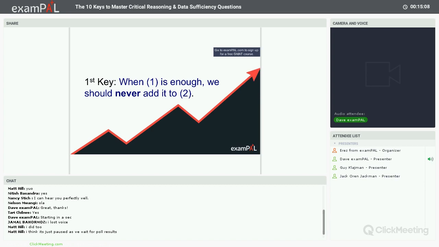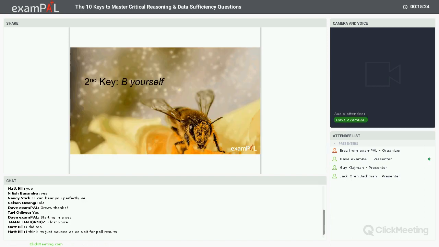What I recommend is really just using your boards and writing down each statement on its own at the top of the page when you're solving it, and then when you move from statement 1 to statement 2, completely erasing statement 1 and only having statement 2 on your screen. All right, so let's move on to our second key now, which is called be yourself, or as I like to call it, be by itself.